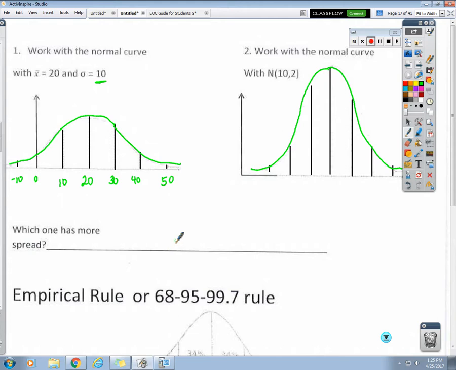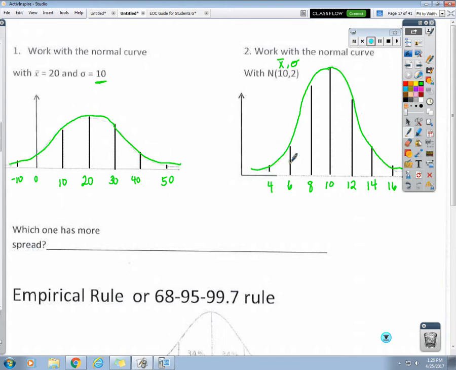Okay, number 2, work with the normal curve in parentheses 10, comma 2. What does that tell you? The mean is 10 because they always list mean first, and the standard deviation is 2. So 10 goes in the middle. And then what would one standard deviation above the mean be? 12. 2 above would be 14, and 3 standard deviations above the mean would be 16. 1 standard deviation below would be 8. 2 below would be 6, and 3 below would be 4.